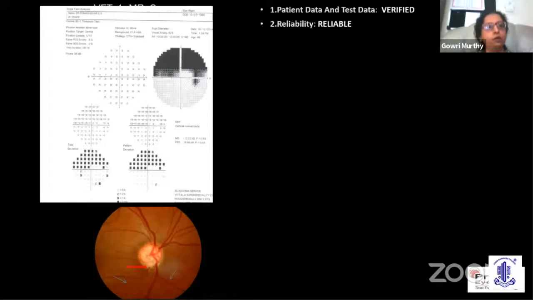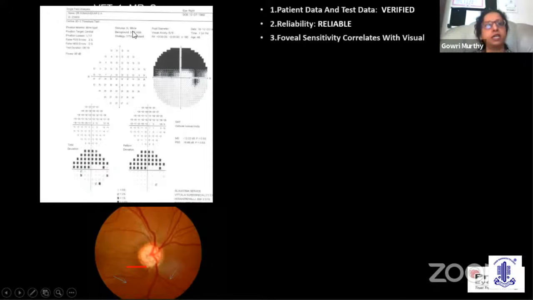So I will show you both the field and the disc picture to simulate a clinical scenario. So first what we do is check patient data and test data. This is verified. The patient data has been entered and it's a 30-2 test with the SITA standard strategy. Reliability, we look at the reliability. It is quite reliable. Foveal sensitivity is next to be looked at.